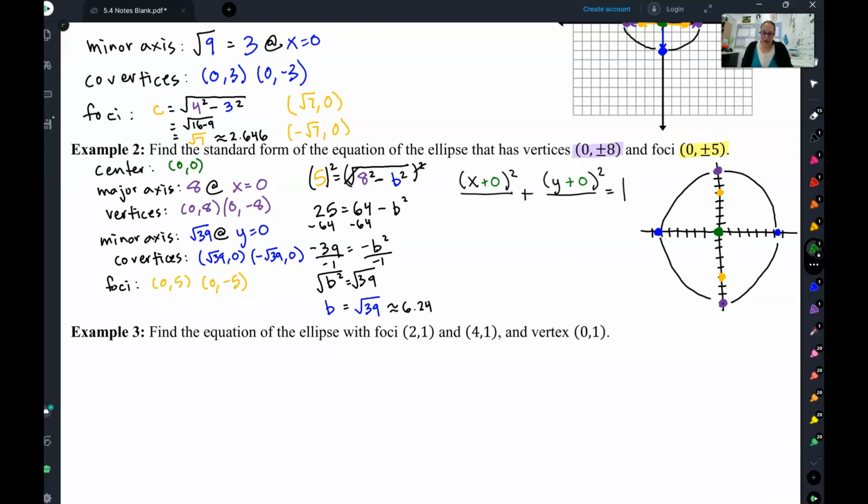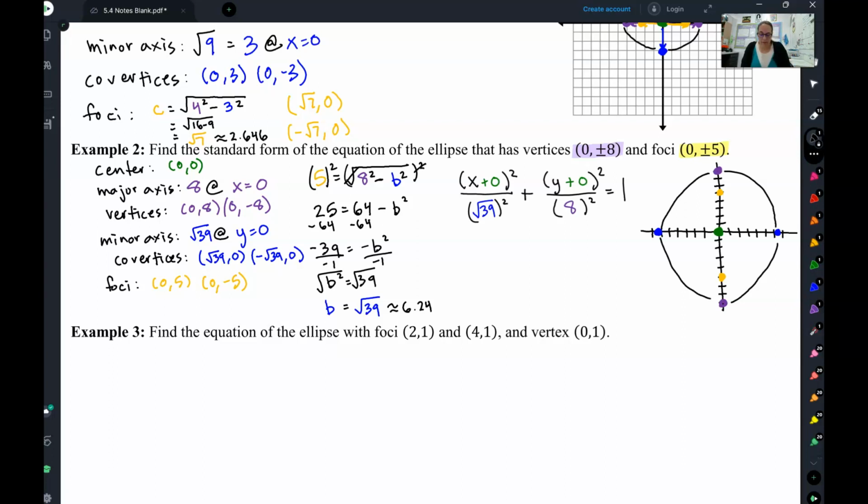And then the axis that's paired in the x direction, that was side to side, that's my square root of 39, but I do need to square it. And the axis that's paired in my y direction, that's my 8 up and down, and I do need to square it. So here's my equation.